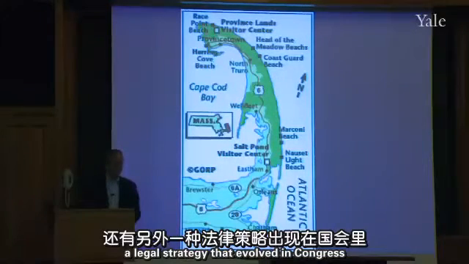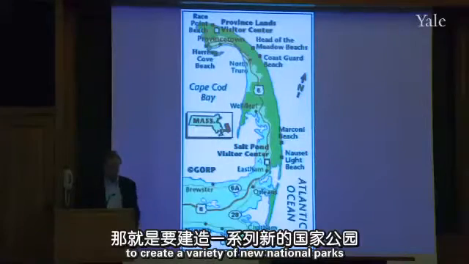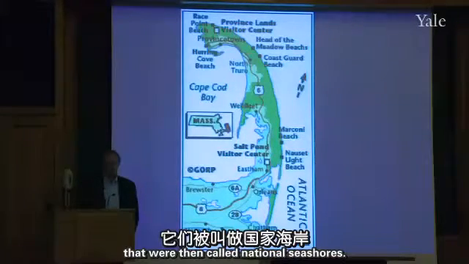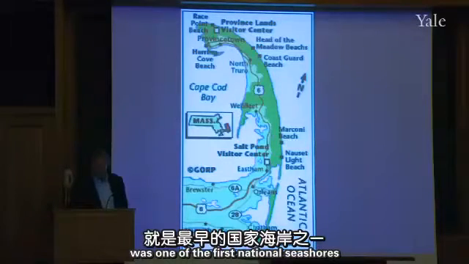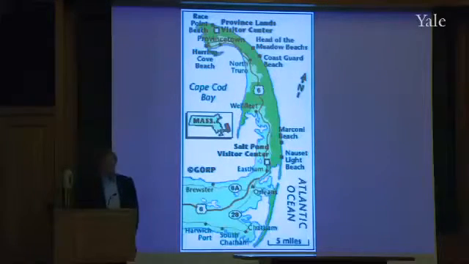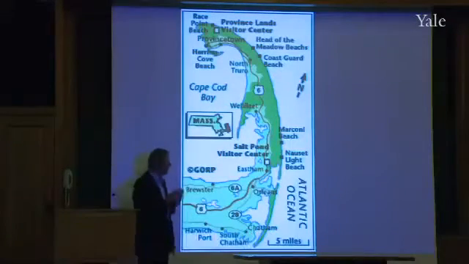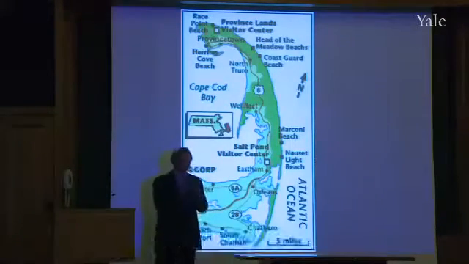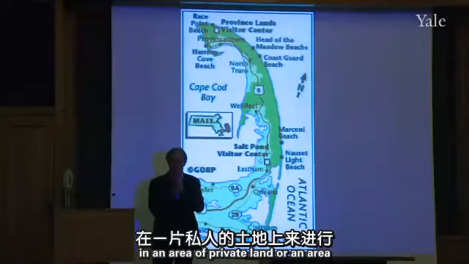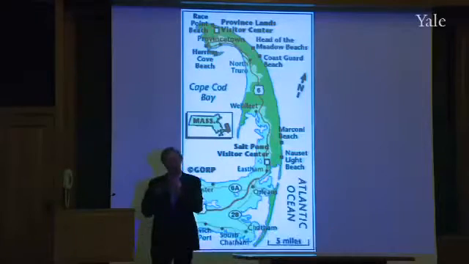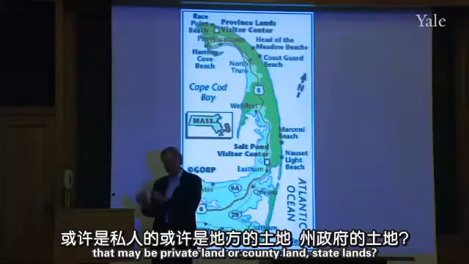A legal strategy evolved in Congress to create a variety of new national parks that were then called national seashores. Cape Cod, for example, was one of the first national seashores after Cape Hatteras. You can imagine that there are these private lands, and the government was trying to figure out how it could effectively create a new national park in an area of private land, or county lands, or state lands.